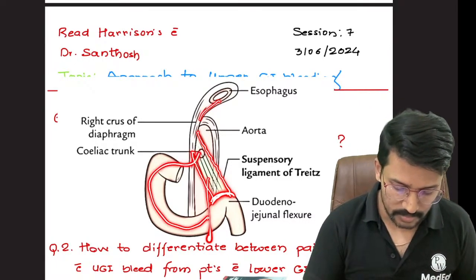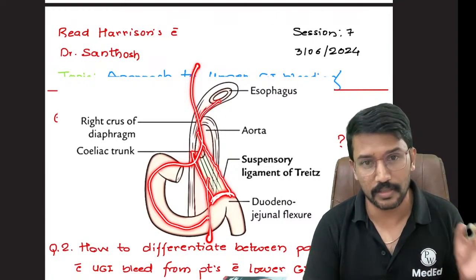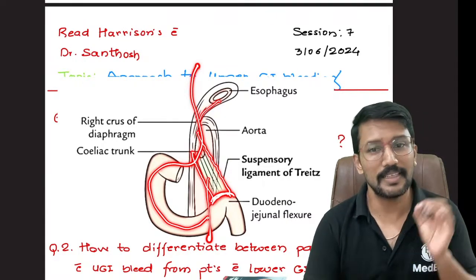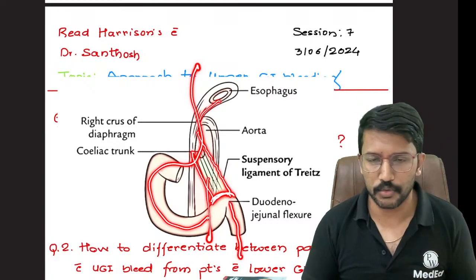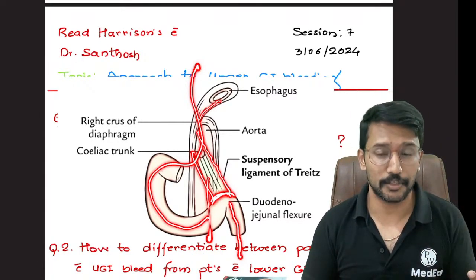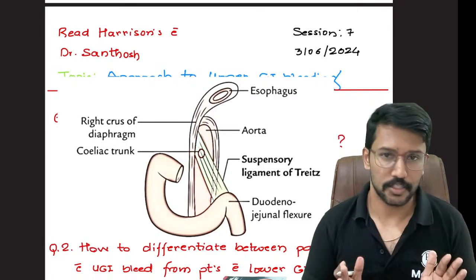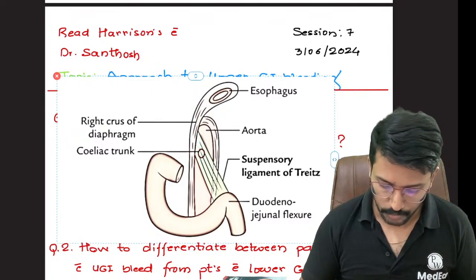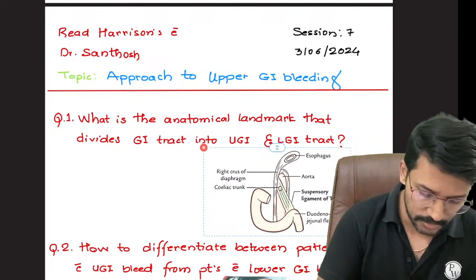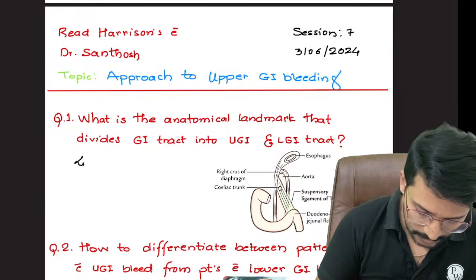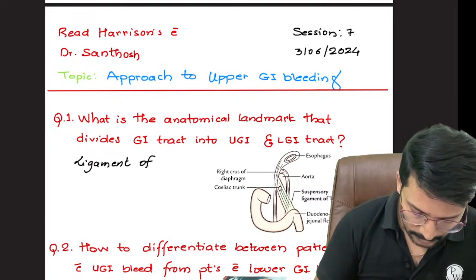Anything proximal to this, that means esophagus, stomach and part of the duodenum proximal to this attachment of the ligament of Treitz, is upper GIT. And anything distal to it, that includes most part of jejunum, ileum and the large colon, rectum and anal opening, will all be considered as lower GIT. Clear? This is an MCQ that I want you to remember. The anatomical landmark that separates the UGI and LGI is the ligament of Treitz. It is called the suspensory ligament of Treitz.